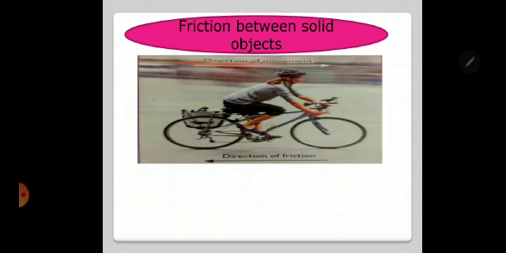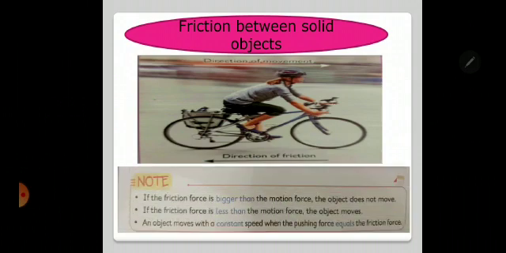We see a girl on a bike. The direction of movement is this way, and the direction of the friction is the opposite way of the motion. We should note that if the friction force is bigger than the motion force, the object doesn't move.